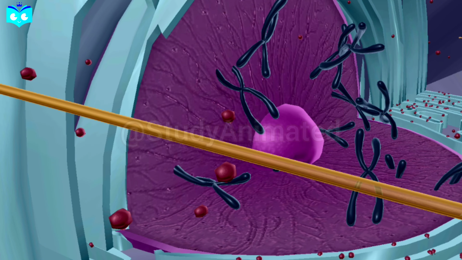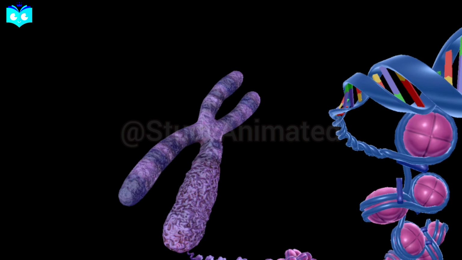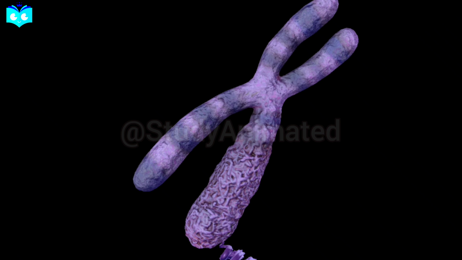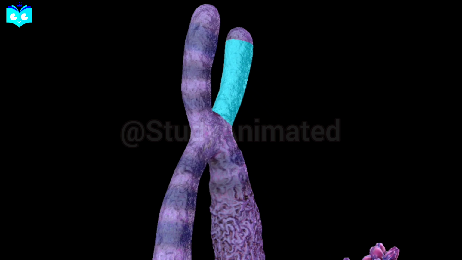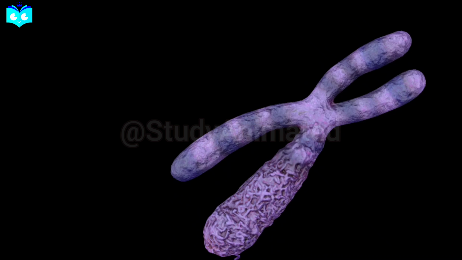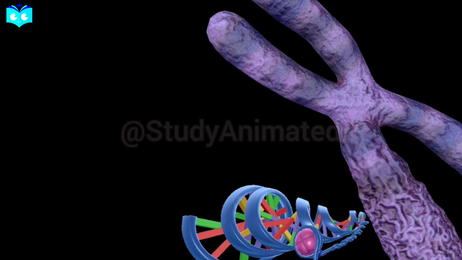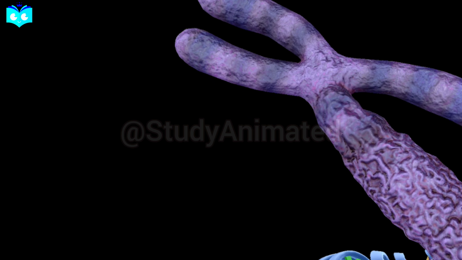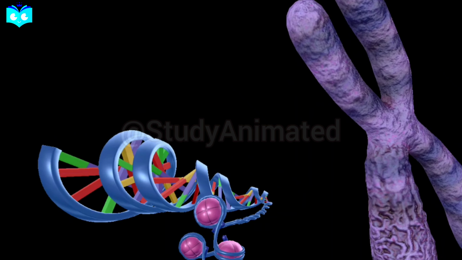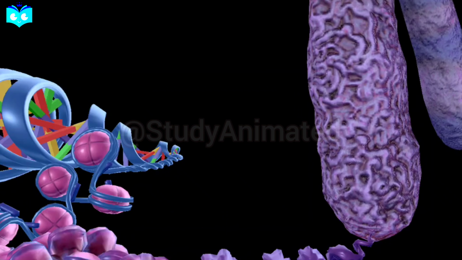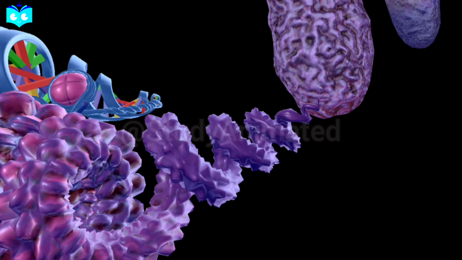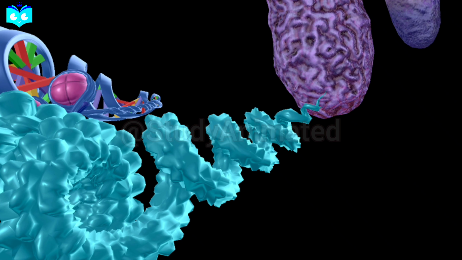The answer is packaging. DNA is not present as a loose molecule inside the nucleus. It is associated with proteins and organized into a highly compact structure called chromatin. Now, let's take one chromosome and start untangling it. A chromosome is made up of a very long DNA molecule associated with proteins. The chromosome becomes highly condensed during cell division, especially at metaphase, which is why chromosomes can be clearly observed at this stage. When the cell is not dividing, the same DNA exists in a less condensed form called chromatin.